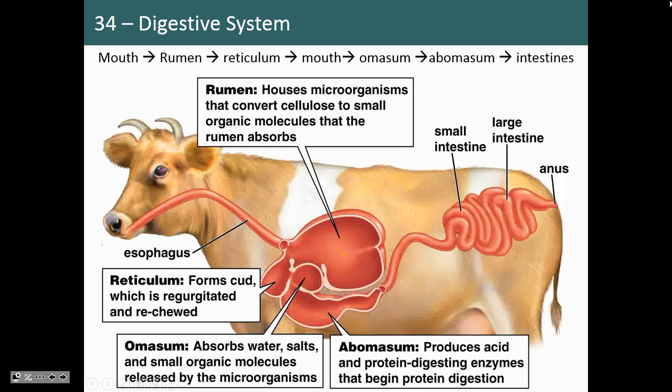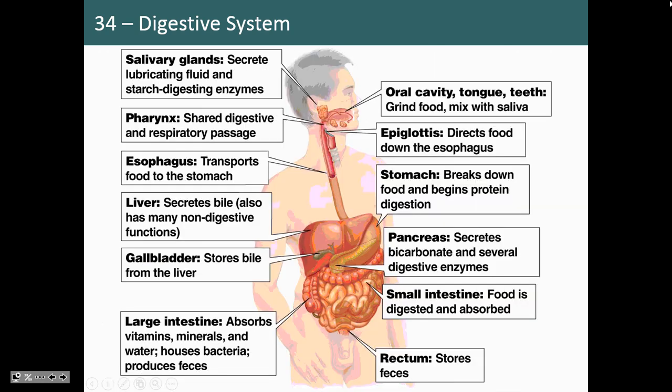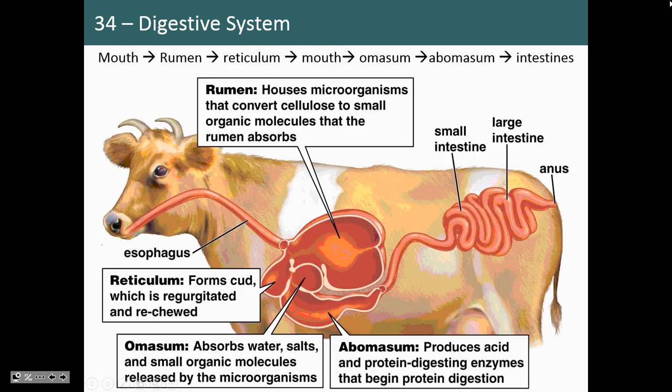So the rumen contents, the solids from the rumen, are actually formed into a solid mass, which moves back up the esophagus and into the mouth for additional chewing after it's been fermented.